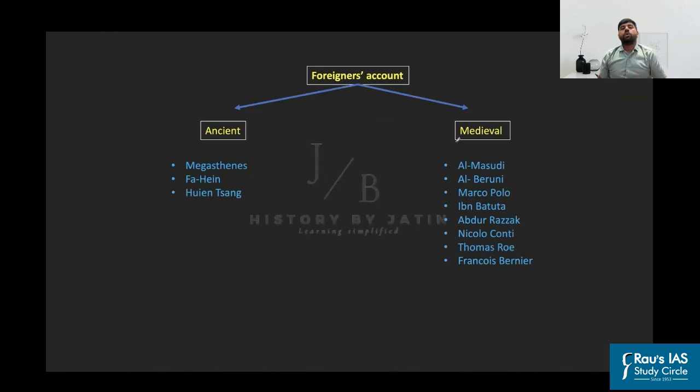Now let's talk about the new topic, which is foreigners' accounts. Twice UPSC has asked a question. Now I am leaving the pillar art, the inscriptions and other things. When we discuss the Mauryans, Kushans and Guptas, we are going to discuss that at that point of time. So let's discuss the foreigners' accounts.